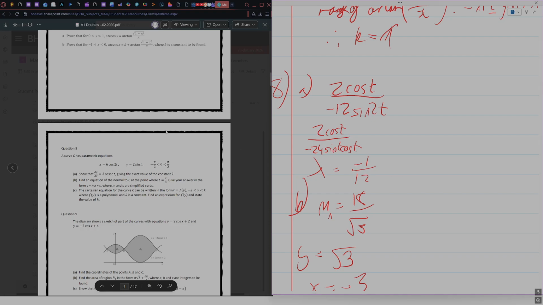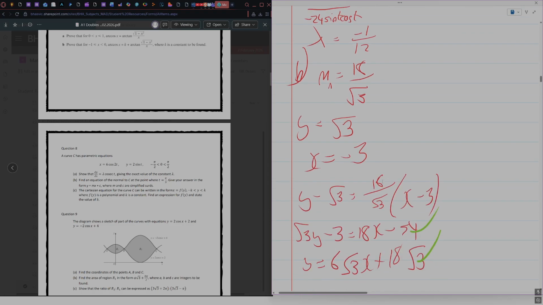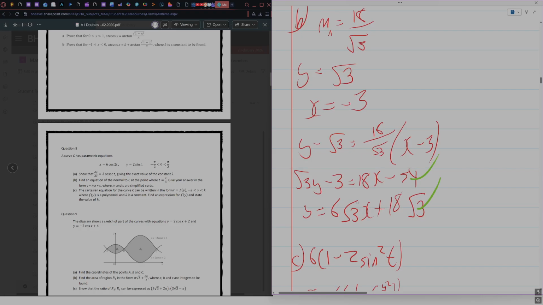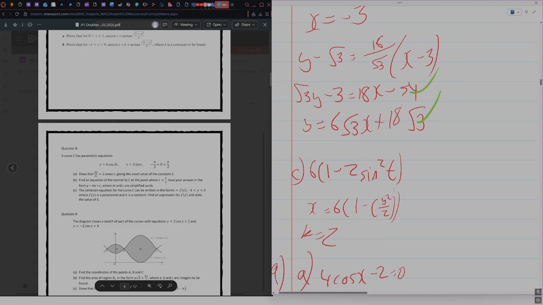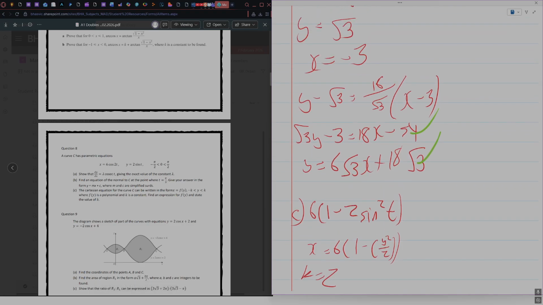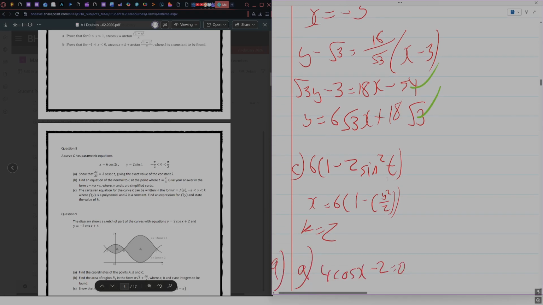All right, next question. We have this question on parametrics again. Differentiate, so dy dt over dx dt. Then finding tangents, well, it's not very interesting at all. You just substitute the t value in and then do your equation of line and then rearrange, and you eventually get there. And then part C, it's just a very complicated way of saying find the Cartesian equation and state the domain.